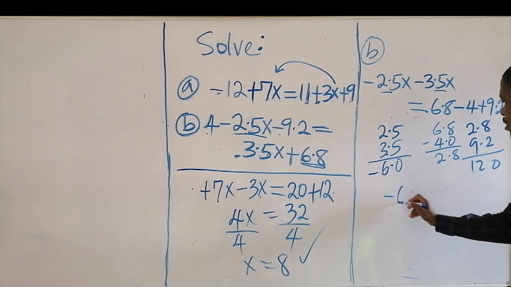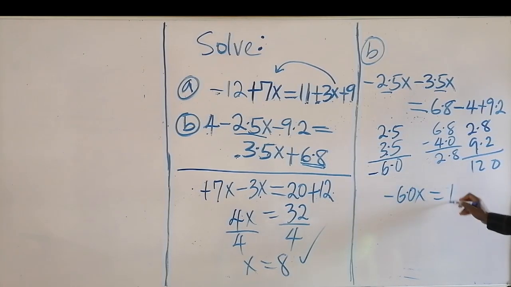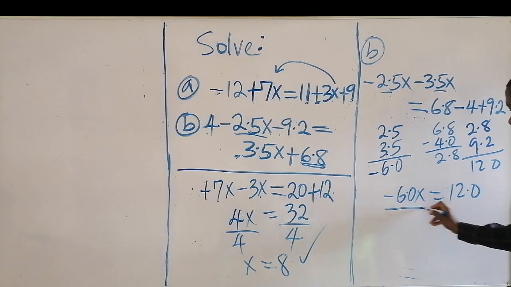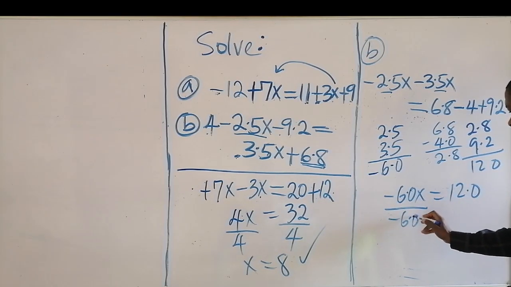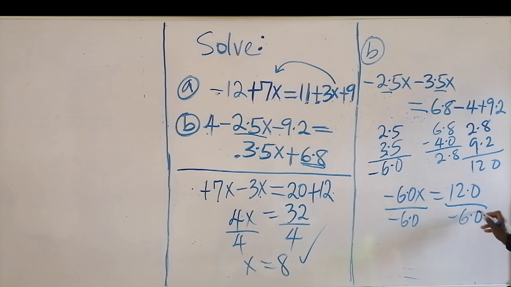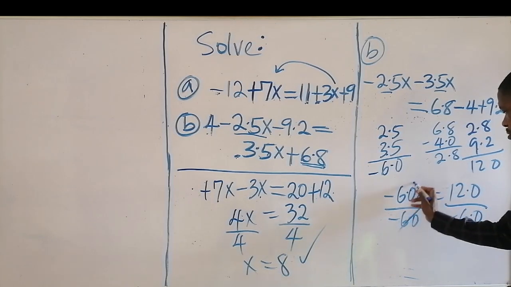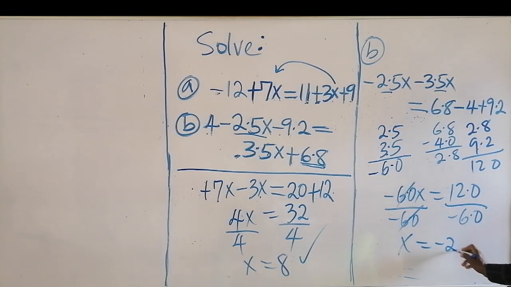So we now have minus 6.0x equal to what? Equal to 12.0. So this one over minus 6.0, this one over minus 6.0. So we have this cancel. We have x equal to what? Minus 2.0. And that is the answer for this question.